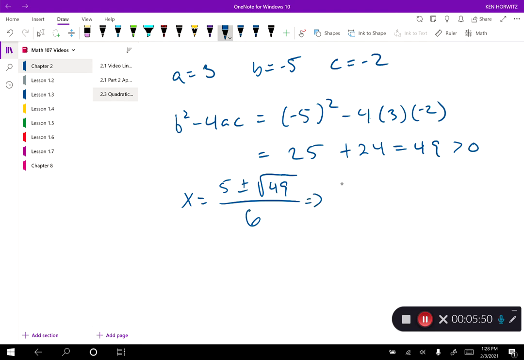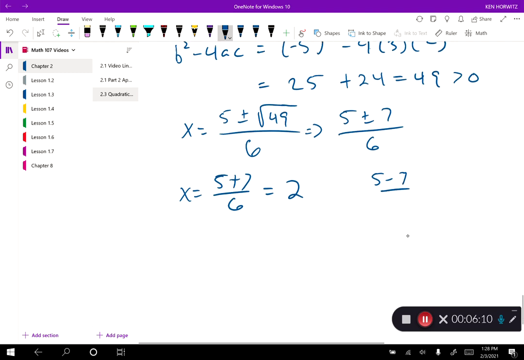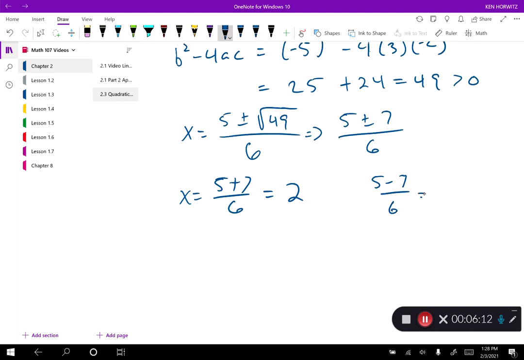So I have 5 plus or minus the square root of 49, which is 7, over 6. So then I have 5 plus 7 over 6, which equals 2. And then I have 5 minus 7 over 6, which is negative 2/6, which equals negative 1/3, right?